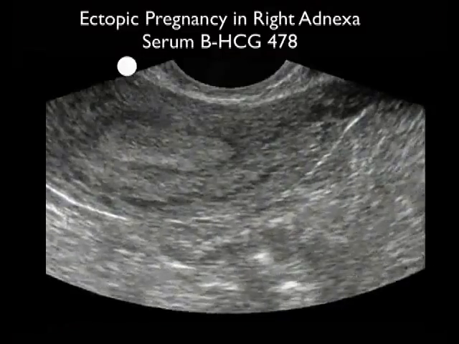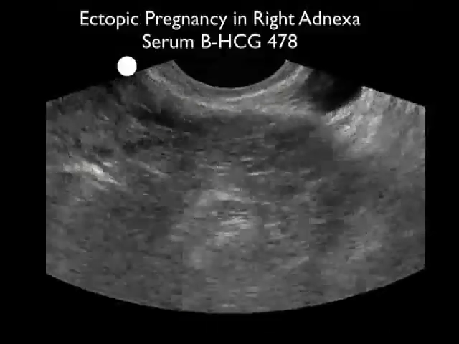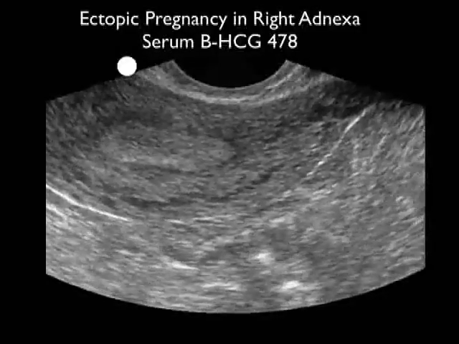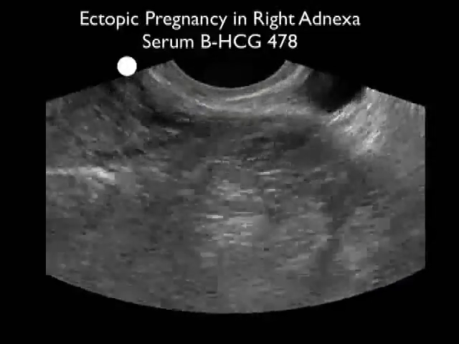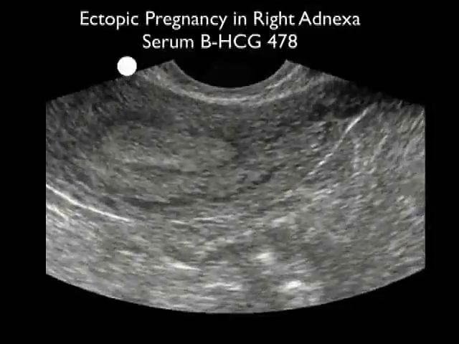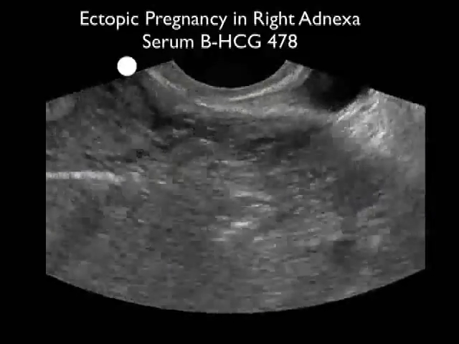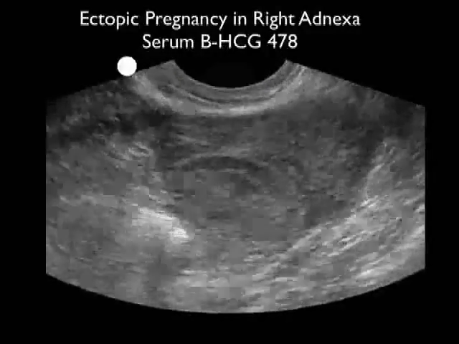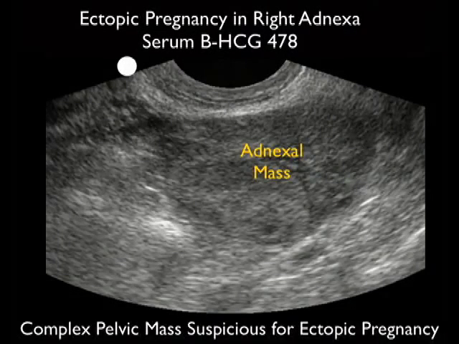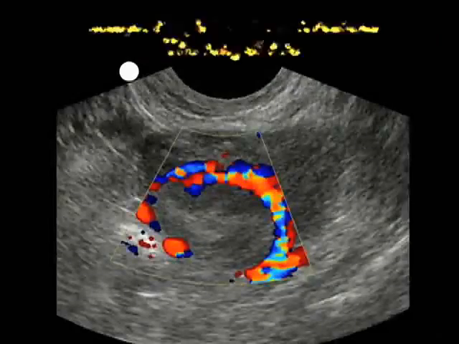Here's another patient with an ectopic pregnancy and a different presentation of ectopic. We're scanning here from the more midline uterus as shown there to the left, out to the right adnexa. And notice as we scan out to the right adnexa, we notice the presence of a complex pelvic mass. Notice also the relatively low serum beta-HCG in this case at 478. So a complex pelvic mass with an absence of an intrauterine pregnancy, very suspicious for an ectopic pregnancy.